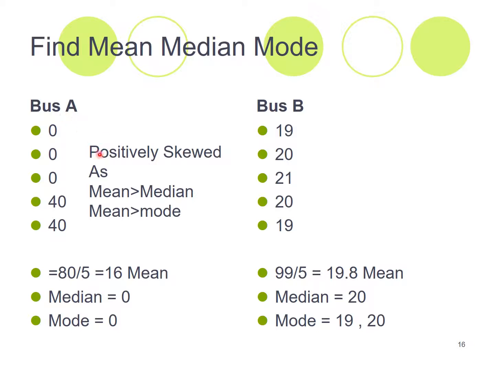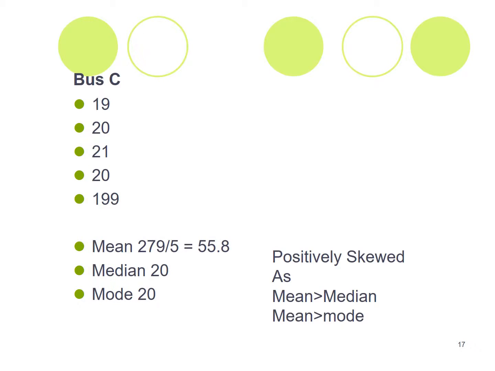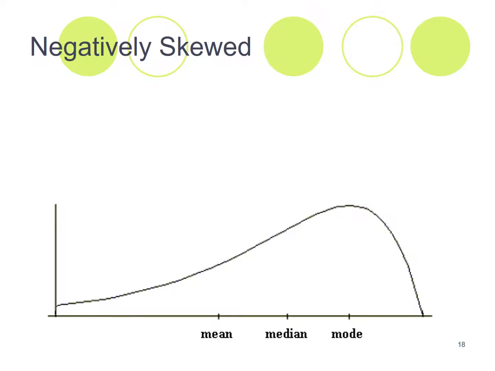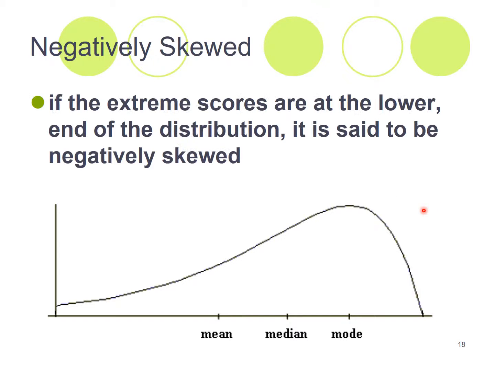Okay, bus A is positively skewed. The mean is greater than the median, and the mean is greater than the mode. Okay, bus B then. And bus C, negatively skewed then. If the extreme scores are on the left-hand side, it's said to be negatively skewed, and you've got your mean here.